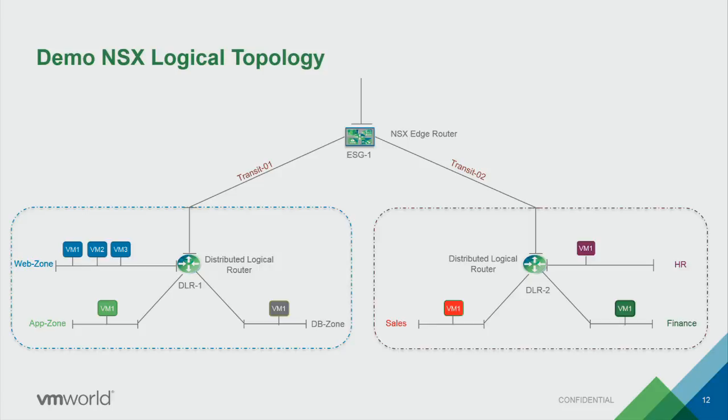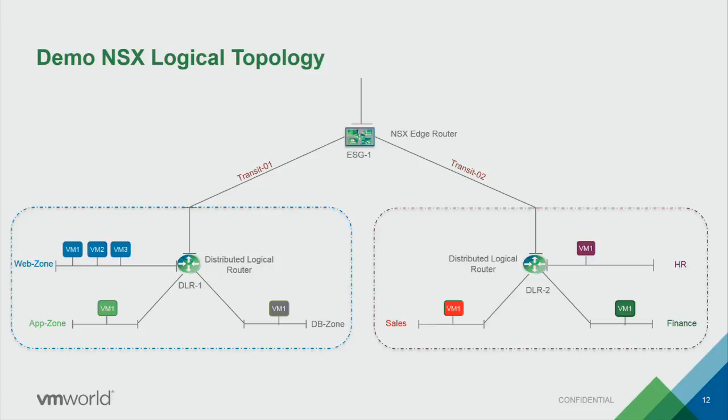And on your right-hand side, you have another 3-tier network, which is between sales, finance, and HR, connected to a different distributed logical router. Now, both those DLRs are connected to the same edge service gateway at the center.